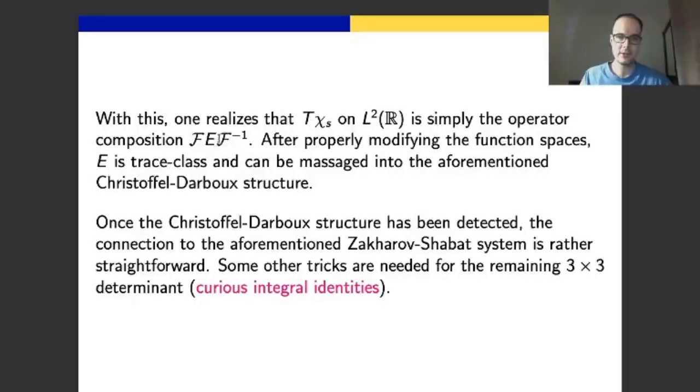So actually the determinant on the previous slide is just the determinant of the identity minus the operator E, and E turns out to have Christoffel-Darboux structure. Okay? With this little trick, you massage everything into Christoffel-Darboux structure, and now the machinery applies that allows you to extract the integrable system. At least for one of the two Fredholm determinants that I showed you earlier. The other one, the determinant of the 3x3 matrix, there you need a different tool set.